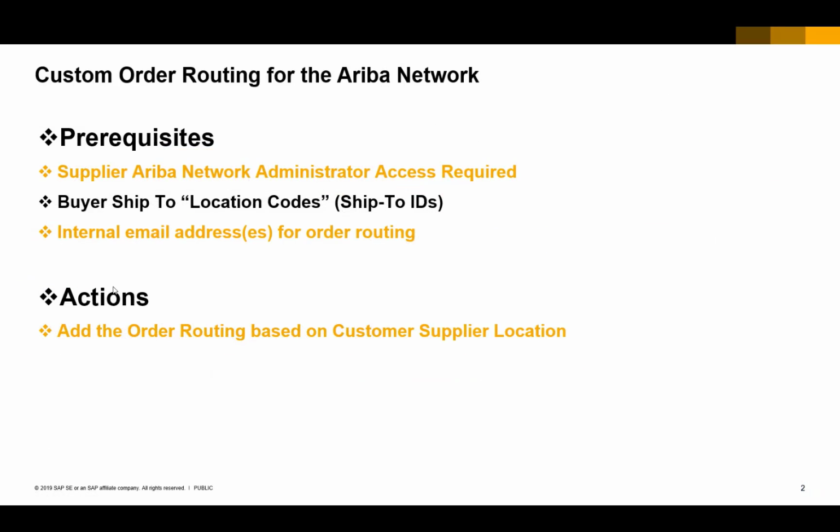To get started, we do have some prereqs. The first thing is you'll need Ariba Network Administrator access. You can't do this as a non-administrator, so you'll need admin access. You will need the ship-to location code, which is the customer ship-to ID. If you don't know this, if they didn't provide it to you, you can grab it off of the purchase order. You'll need your internal email address that you want to route orders to. That may be a sales desk or an individual person. And then we're going to discuss the action of adding this order routing.